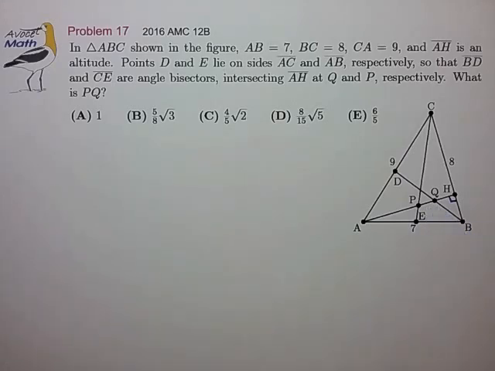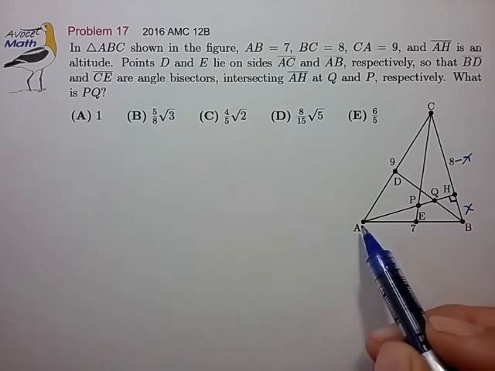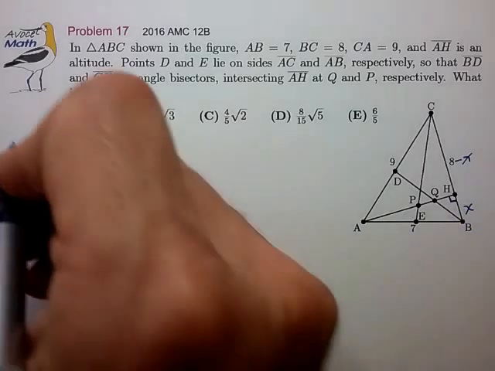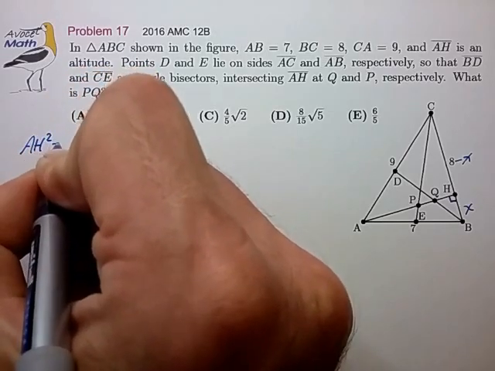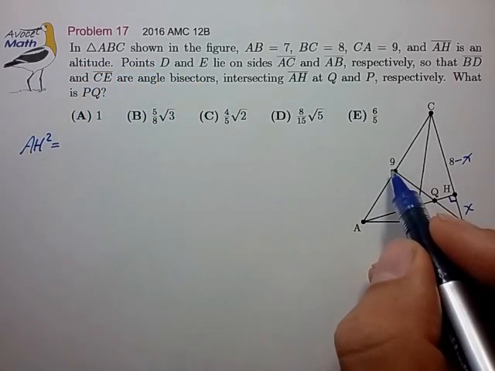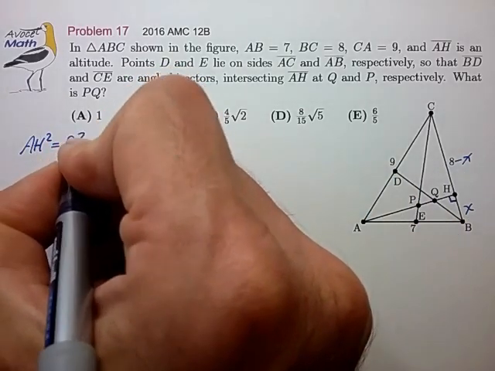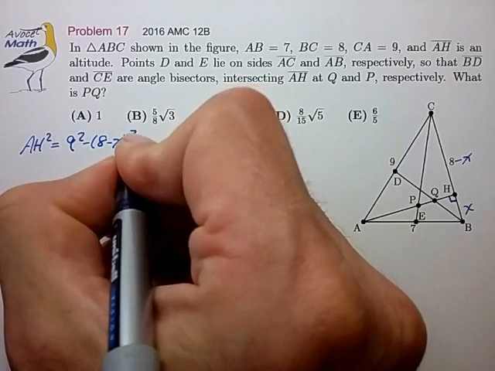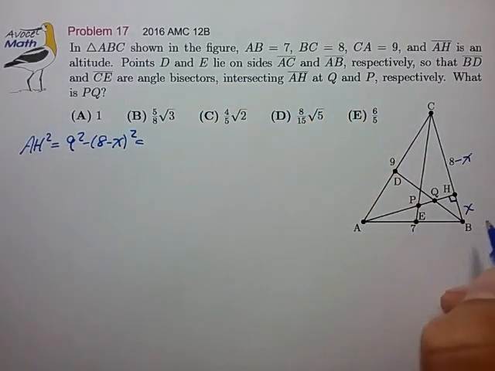So let's go back to the Pythagorean relationship. It looks like it would be helpful to know BH and HC, and therefore also to know the length AH. So let's try to work that angle. Let's call BH of length x. So CH is 8 minus x. And we could now invoke the Pythagorean relationship to compute AH squared in two ways. So now we know that AH squared is equal to 9 squared minus (8 minus x) squared. It's also equal to 7 squared minus x squared.